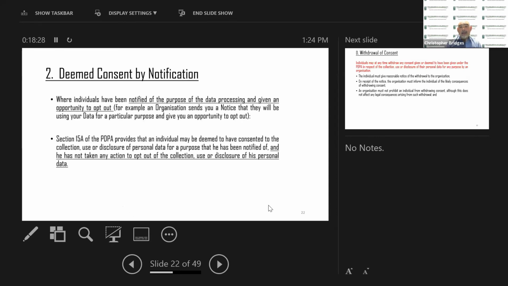Then you have deemed consent by notification. This is where you inform an individual, look, we intend to use your personal data. You have an option of opting out. And if you opt out, we shall not be using your personal data. So in other words, they have a right to withdraw their consent by notifying you. This requires an express act on the part of the individual.